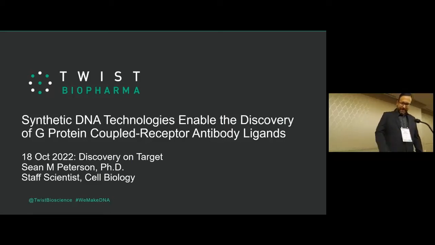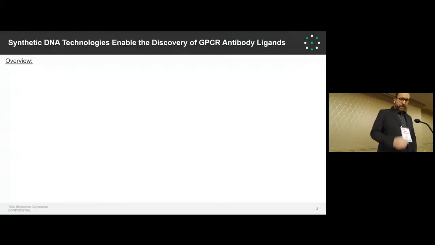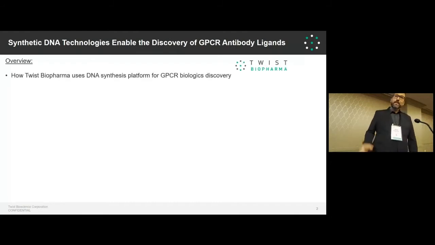So I'm going to talk about how we use our synthetic DNA technologies to discover antibody ligands for GPCRs. Twist is a DNA synthesis company. As an overview, I want to talk about how we leverage DNA synthesis for antibody discovery using phage display and synthetic libraries. We're a small team within Twist called Twist Biopharma. And then I want to go through 3 case studies where we've had successes.